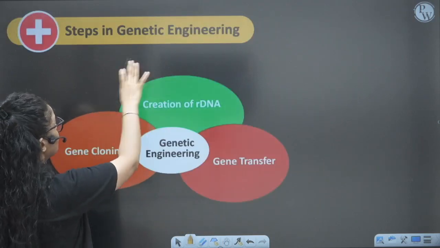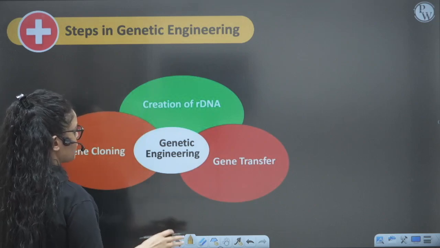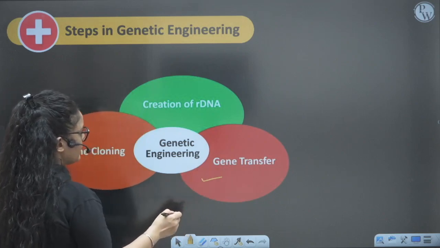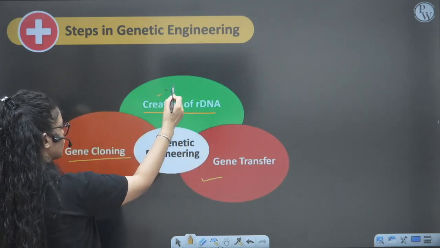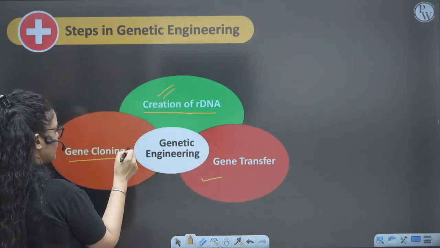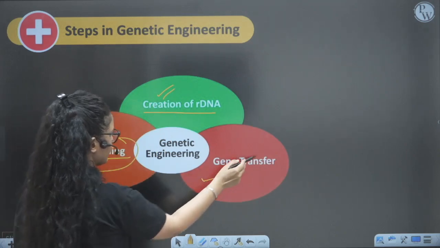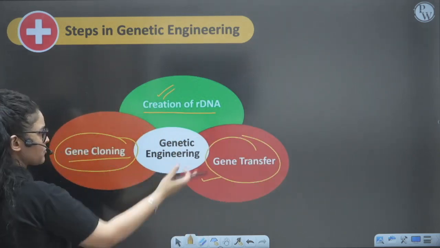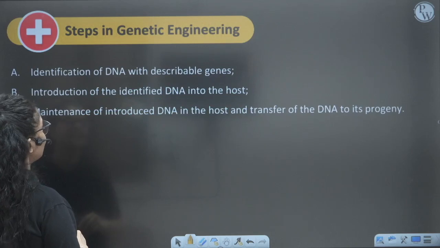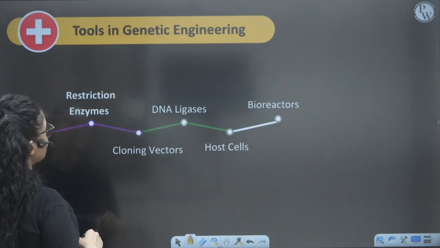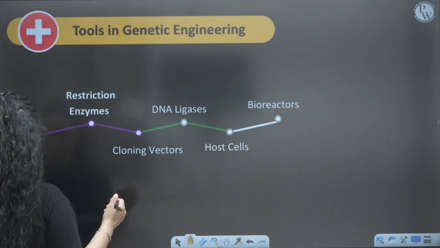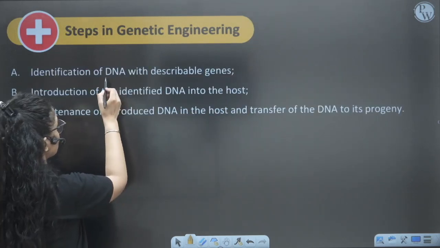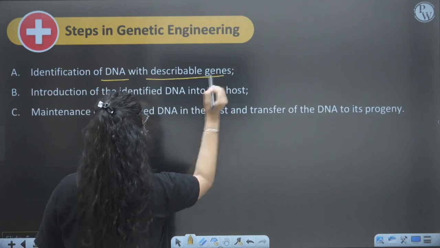So when we talk about steps of genetic engineering, I have told you we have to do the gene transfer. We have to do the creation of recombinant DNA, right? So then we will just make the copies of DNA, we will transfer gene into the host. This is what we have to do, as I have told you, right? So what are the steps? What are the processes of the genetic engineering? So first of all, we have to identify the DNA with desirable gene.